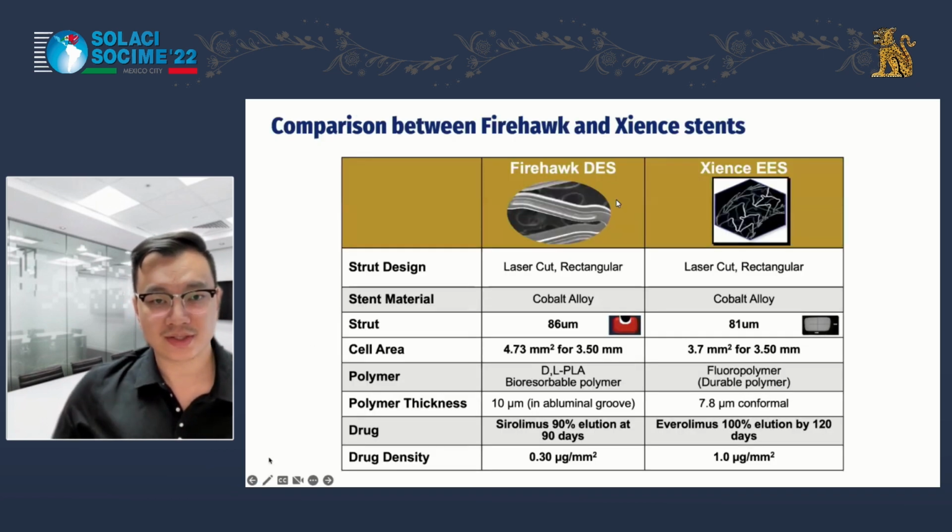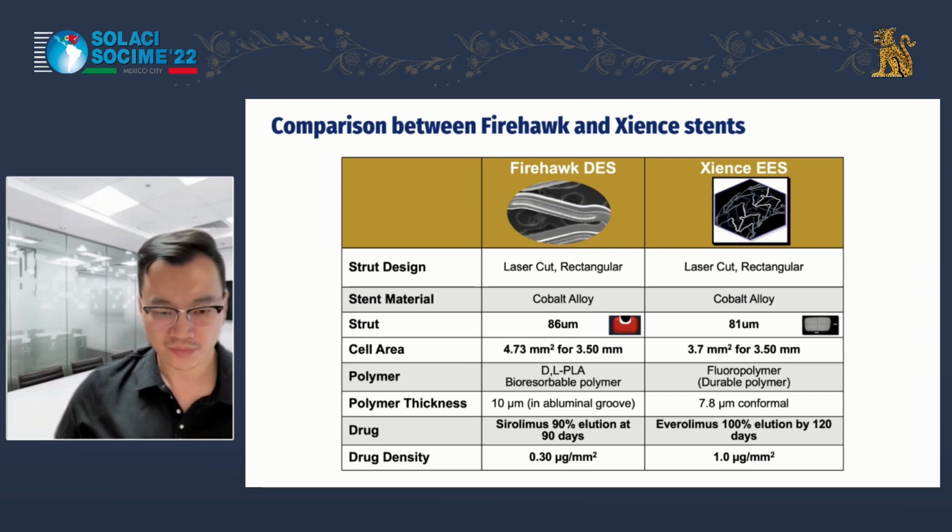In this slide, you can see the strut thickness of the Firehawk is 86 micrometer. The cell area is 4.73, a bit larger than the Xience, which will be more favorable for treating a bifurcation lesion. At least 90% of the drug will be eluted at 90 days, and drug density is quite low, 0.3 microgram per square millimeter.